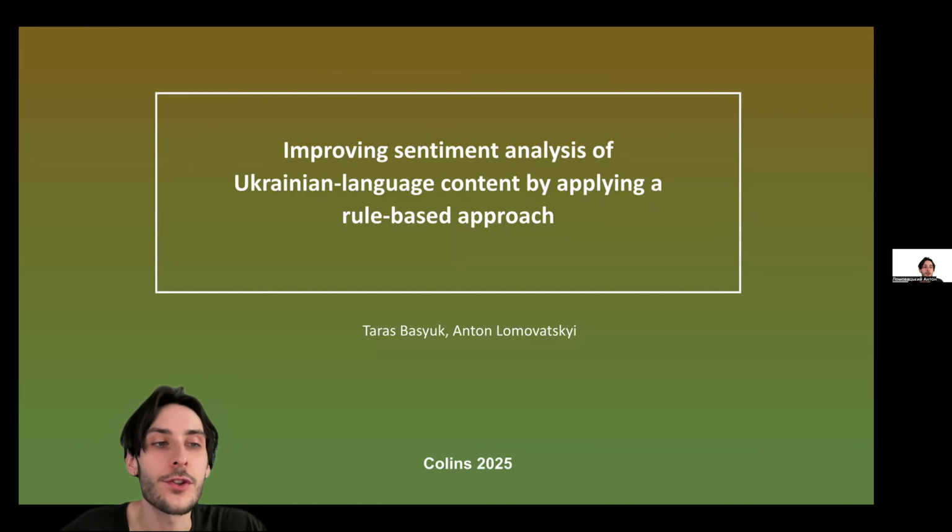This area of research is essential as Ukrainian content grows rapidly online and there is increasing demand for localized NLP tools. Rule-based approaches, while often overshadowed by deep learning, can provide better linguistic transparency and control for a specific language domain.